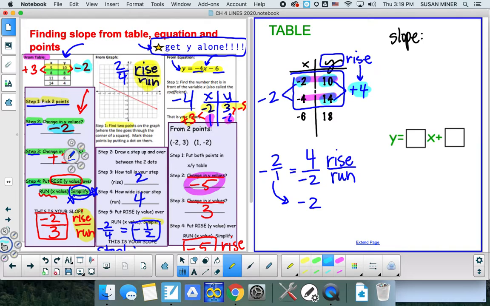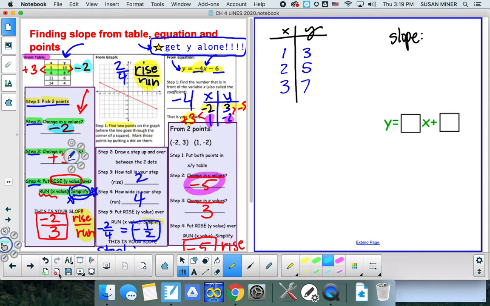And so my slope here, if I were going to fill this into my equation, my slope would be y equals -2x. And remember, we're going to talk about this number, our phi number, if you will, later on in this unit. For right now, we're just focusing on getting the slope. And so the slope in my equation would be -2. Okay.